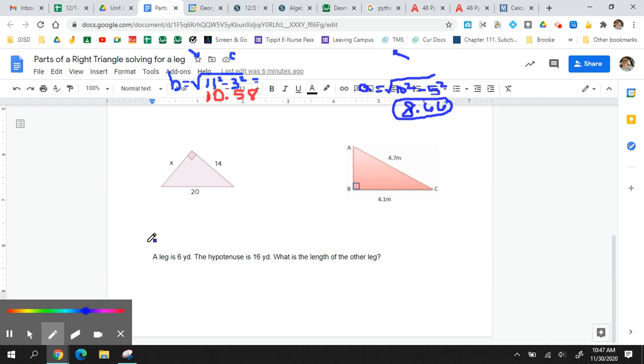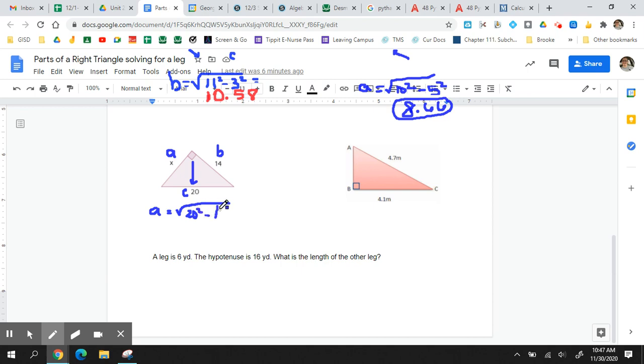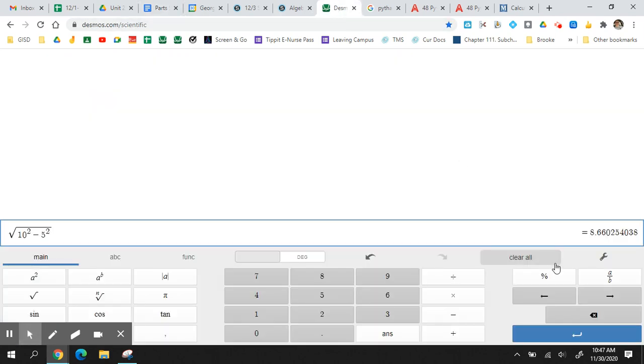All right. So this one does have a C. If I look for that first, it is directly across from my right angle. And now if you notice, we're looking and solving for X. Okay, so we can make that your A or your B. I'm going to go ahead and just make it my A, and this will be my B leg. Okay, so if I go to write my formula, I know that I have to have C squared first, so 20 squared. And then I'm going to subtract 14 squared, and I'm going to just jump right over to my Desmos or my yellow calculator.